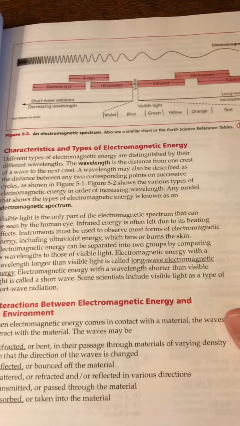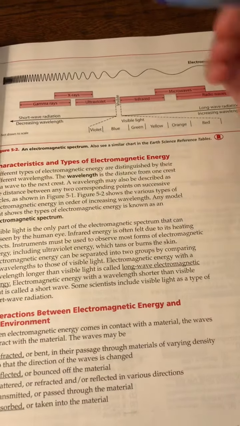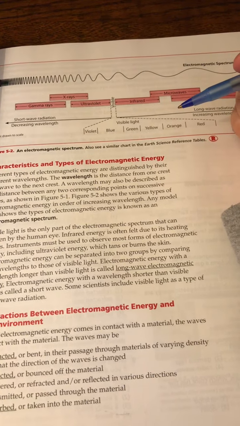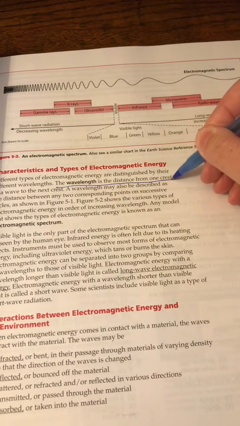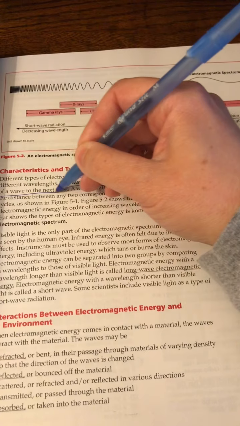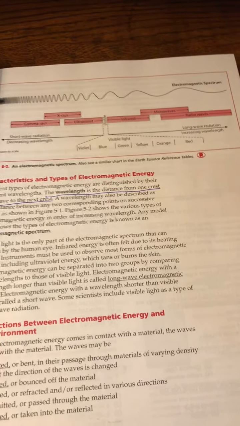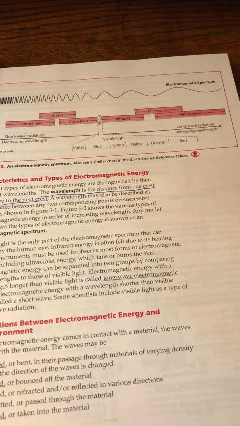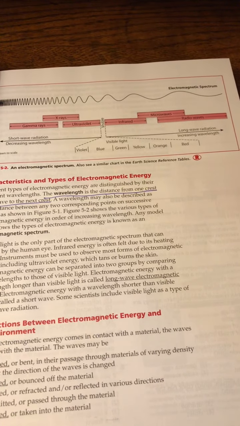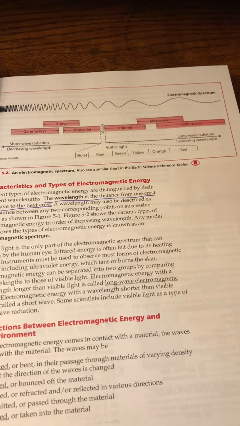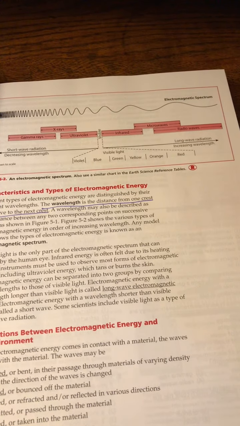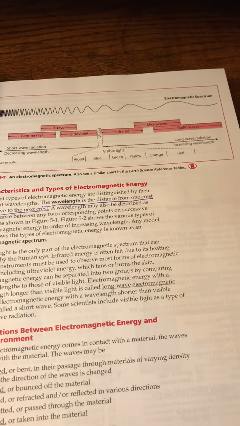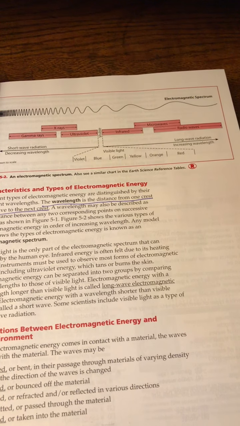Characteristics and types of electromagnetic energy. Different types of electromagnetic energy are distinguished by their different wavelengths. The wavelength is the distance from one crest of a wave to the next crest. A wavelength may also be described as the distance between any two corresponding points on successive cycles, as shown in Figure 5.1. Figure 5.2 shows the various types of electromagnetic energy in order of increasing wavelength.